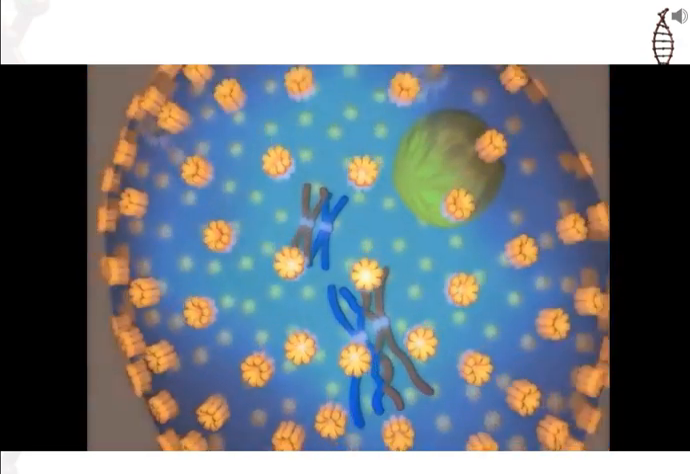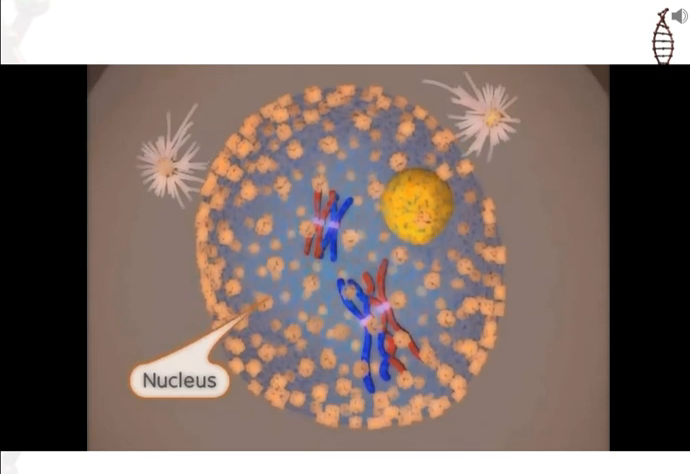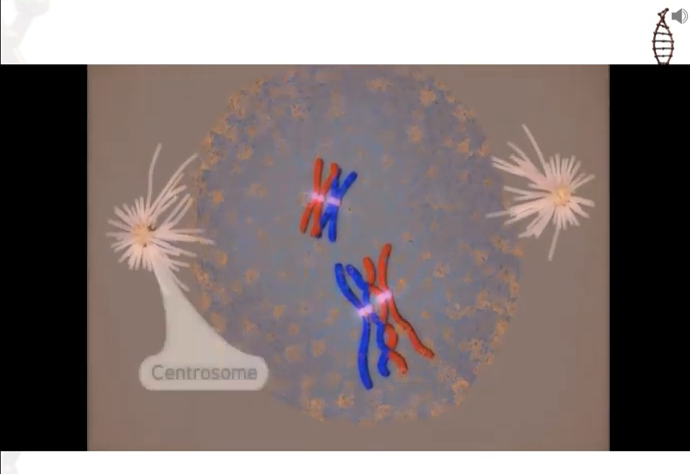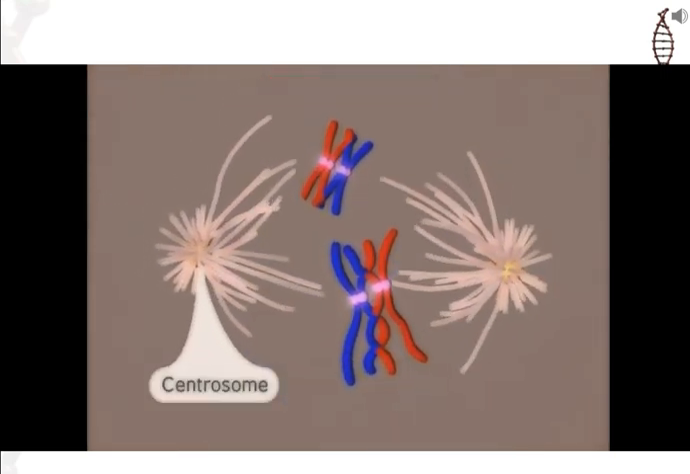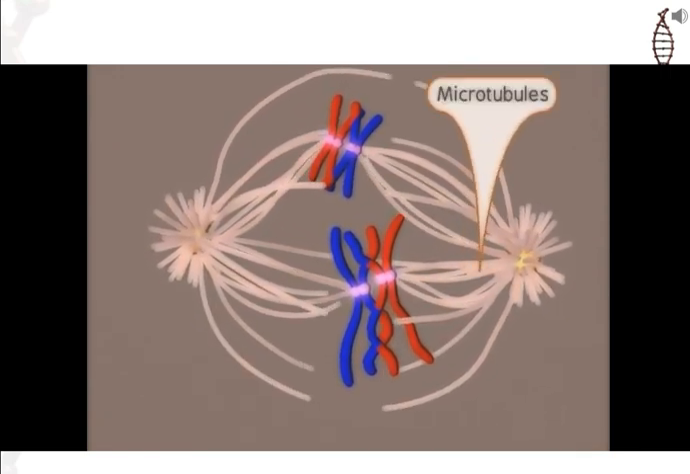There are several more key steps in prophase 1. The nuclear membrane begins to break down. Then, the 2 centrosomes migrate to opposite ends of the cell and microtubules appear. The microtubules then attach to the chromosomes.